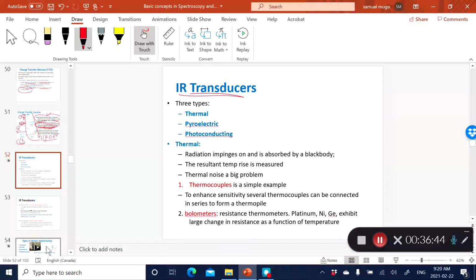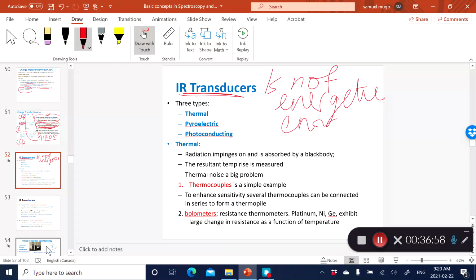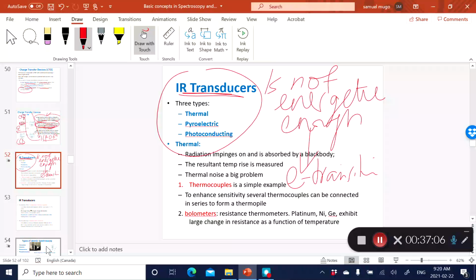The other types of detectors that I'm going to talk about are the IR transducers. As I said, IR is not energetic enough to cause an electronic transition, and that's why we need a different set of detectors for the IR. There are what you refer to as thermodetectors. There are also pyroelectric IR detectors. And lastly, there are photoconducting detectors, which are the photodiodes.